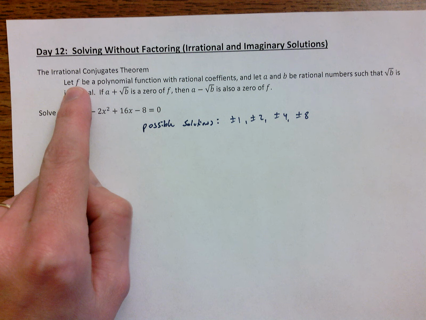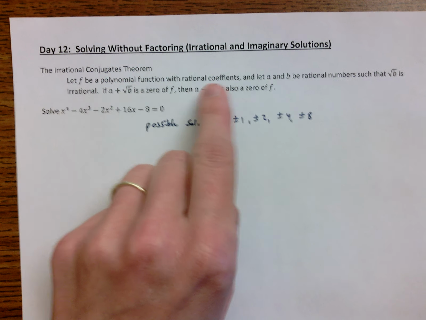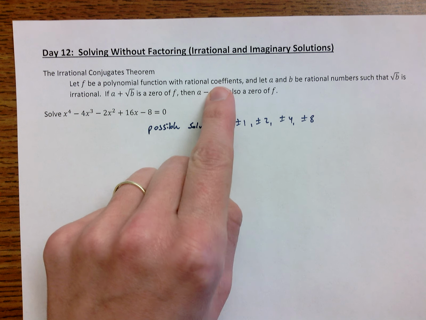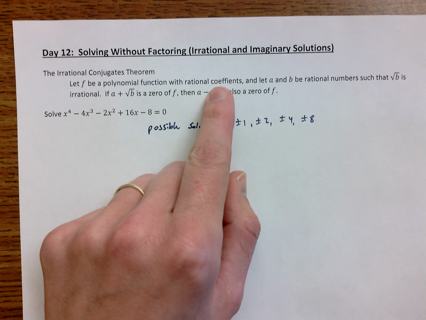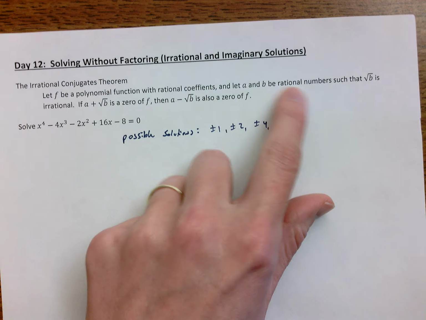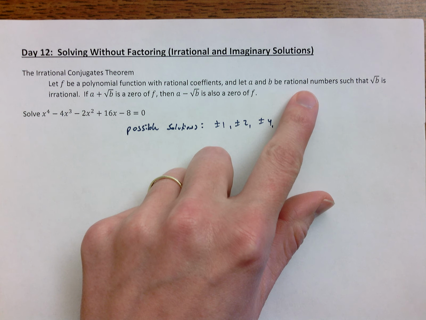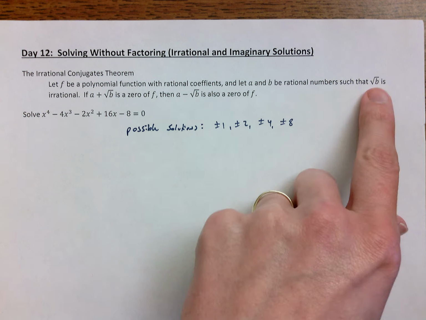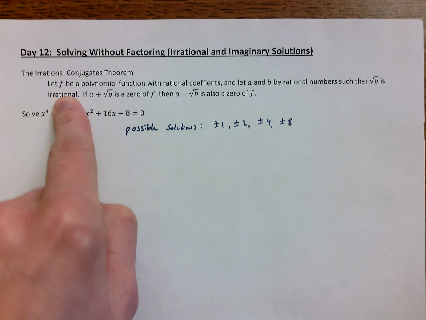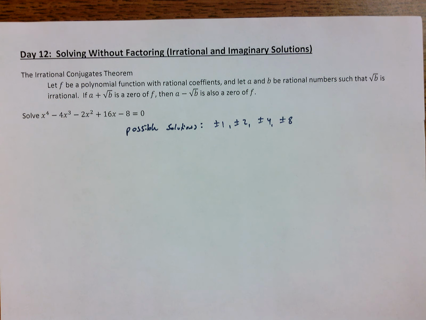So let f be a polynomial function. It's got to have rational coefficients, meaning they can all be written as fractions, so no square roots or anything. a and b have to be rational numbers, so not square roots. And it has to be done in such a way that the square root of b is irrational. All that means is that b can't be a perfect square, because if it is, then when you take the square root of it, it's just a regular number, and that defeats the whole point of what we're talking about. So b just needs to be something that you can't take the square root of and get an exact answer.